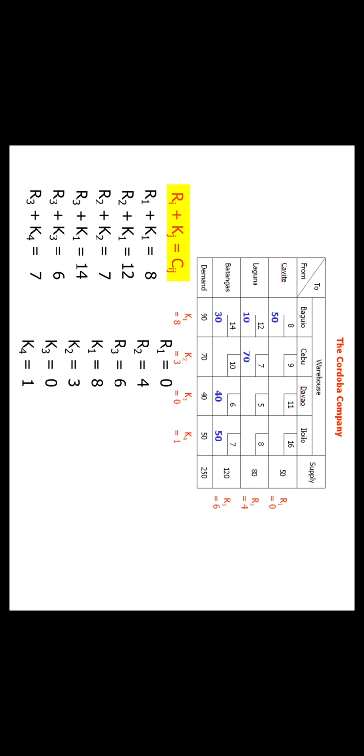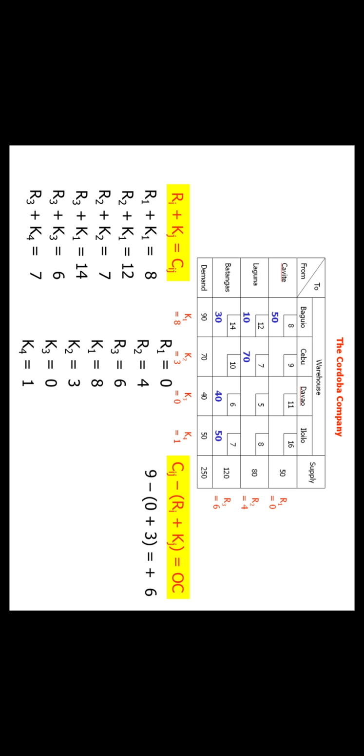After which, we shift our focus to your unused cells, and this time apply the formula C sub i j minus the quantity R sub i plus K sub j equal to your opportunity cost. Let's begin with the unused cell with the cost of 9. Row position is at row 1 where R sub 1 is equal to 0. Column position is at column 2 where K sub 2 is equal to 3. Applying the formula, you have 9 minus the quantity 0 plus 3, or 9 minus 3 is positive 6.